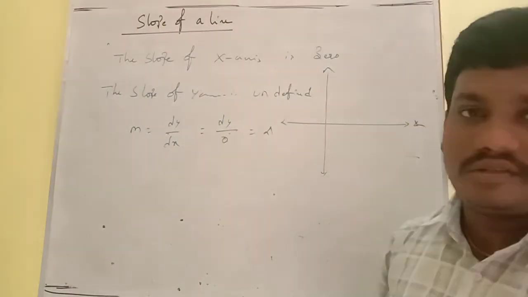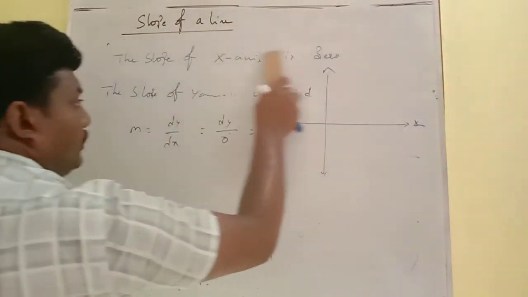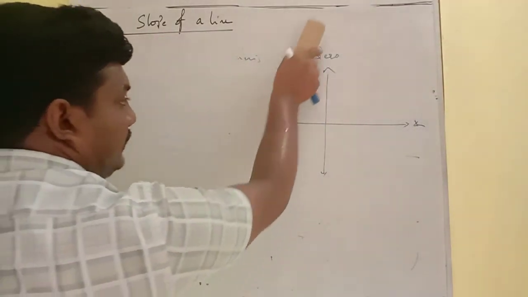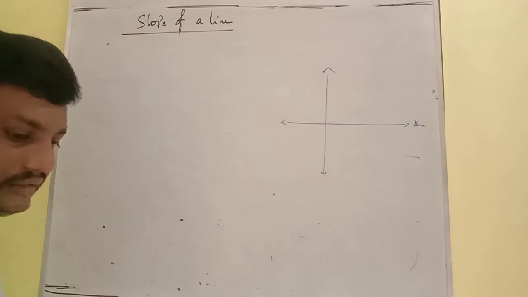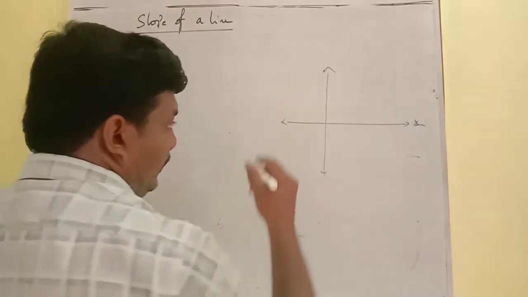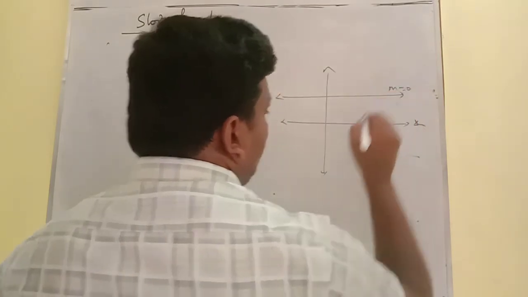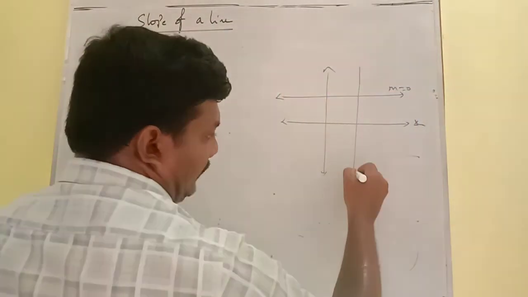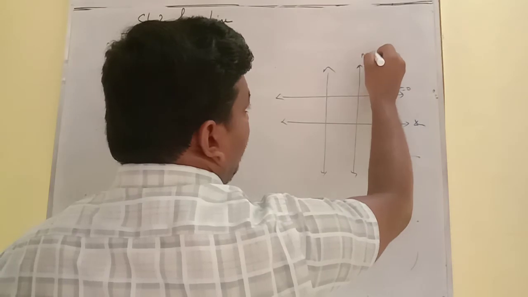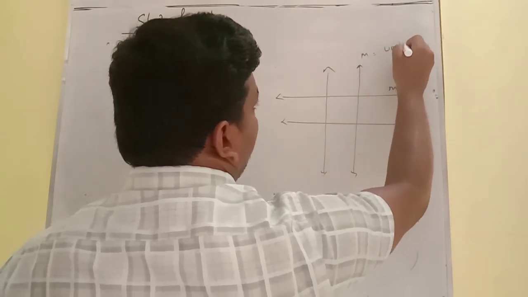The slope of the x-axis is 0. In the same way, the slope of a line parallel to the x-axis is 0. The slope of a line parallel to the y-axis is undefined.